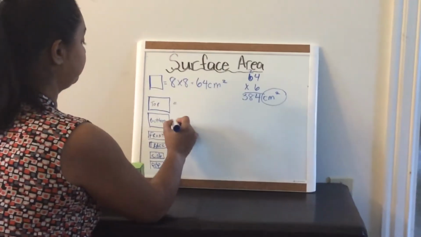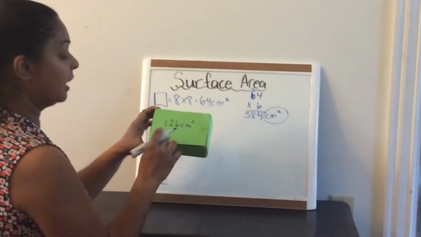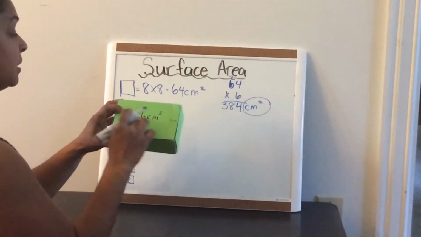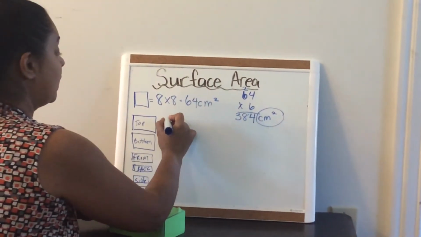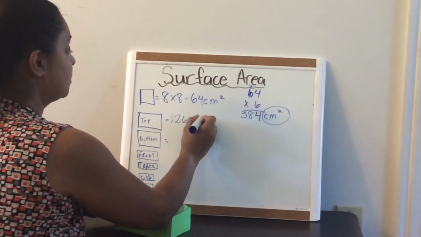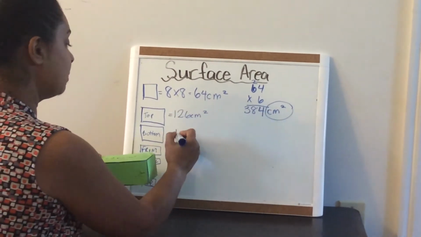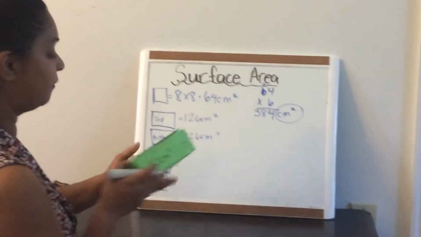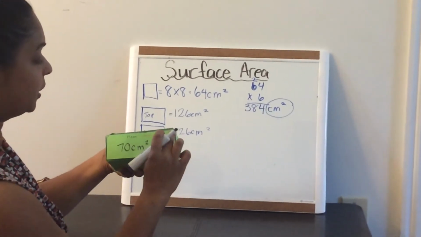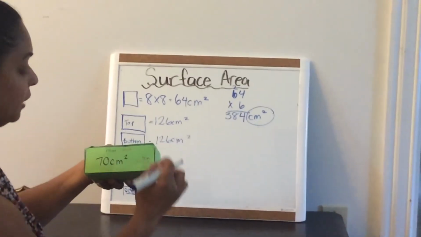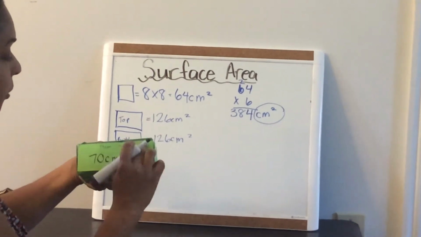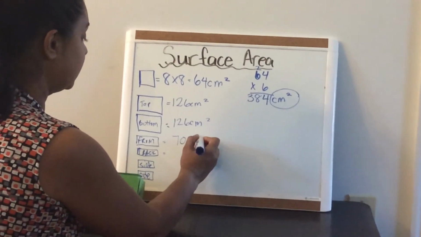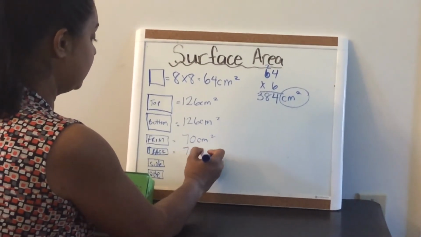My top dimensions were a length of 14 and a width of 9, and 14 times 9 is 126. So 126 centimeters squared for the top. I know that my bottom is the same measurement in a rectangular prism. I've got a front that's a length of 14, and then the height is my width here. So this is 14 by 5, and 14 times 5 is 70. So I know I've got 70 and 70.